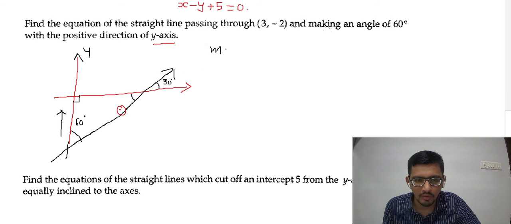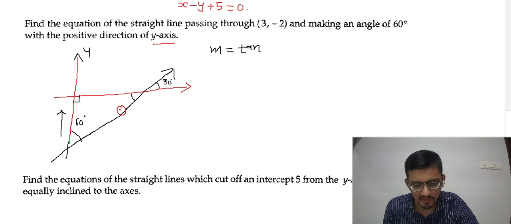So what is the slope? Slope is tan theta. Theta is the angle made by the line with the positive direction of the x-axis in the anti-clockwise sense, that we studied at the very beginning. So here m will be tan 30. And tan 30 is 1 over root 3, that we already know.